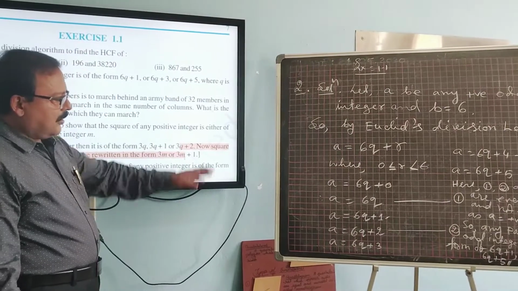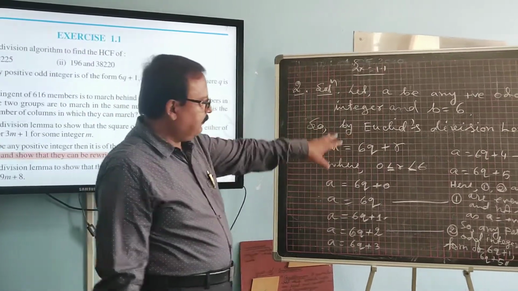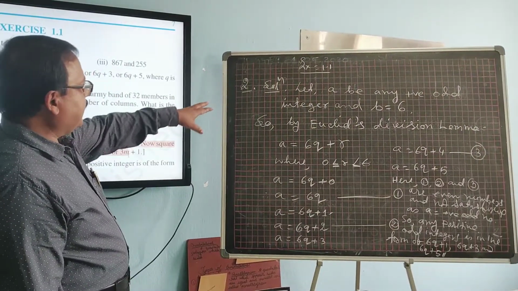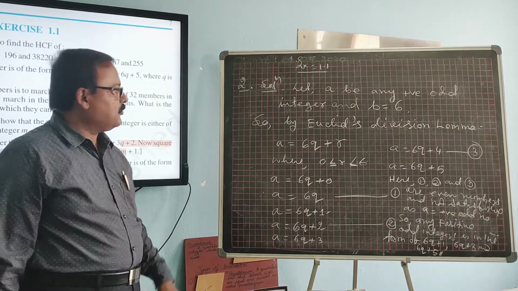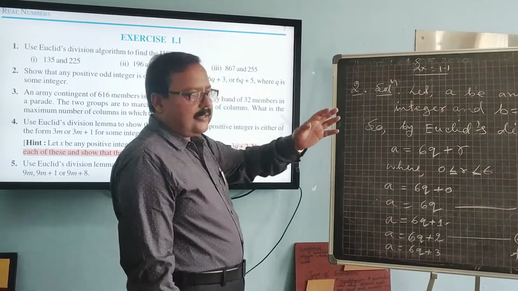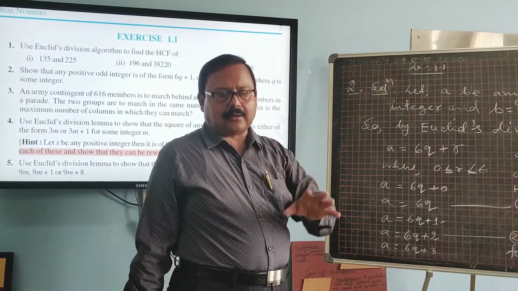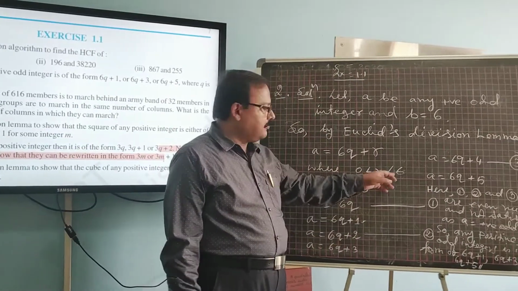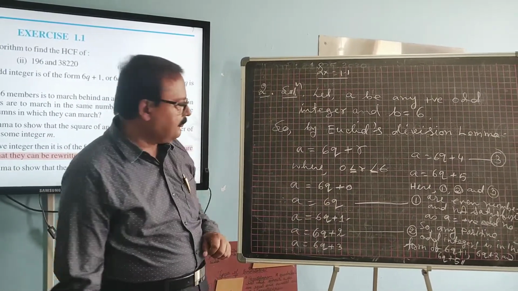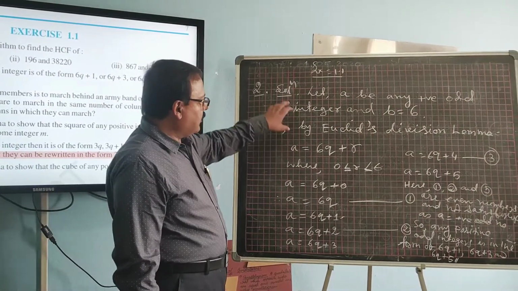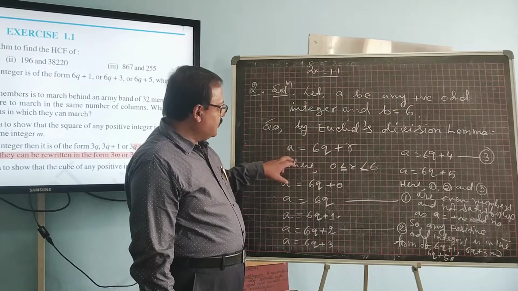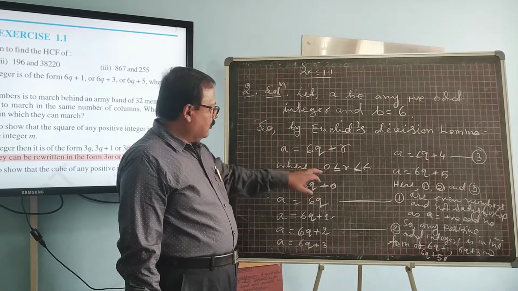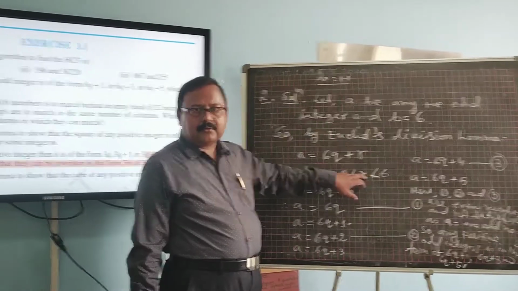Children, once again I am going to discuss the whole problem. How can we solve this problem? Let a be any positive odd integer and b equal to 6 is given. We know that a equals bq plus r, where 0 less than or equal to r less than b. That is the condition of the division lemma. Now, in this particular case we observe that a equals 6q plus r, then the condition will be 0 less than or equal to r less than 6.